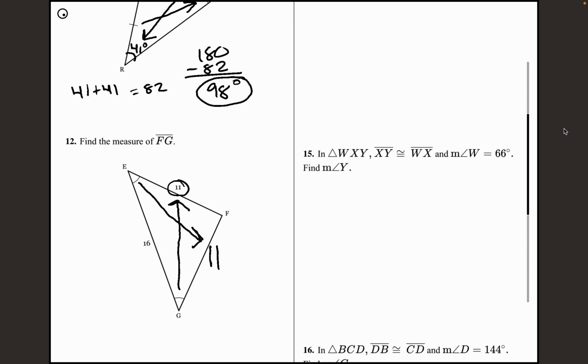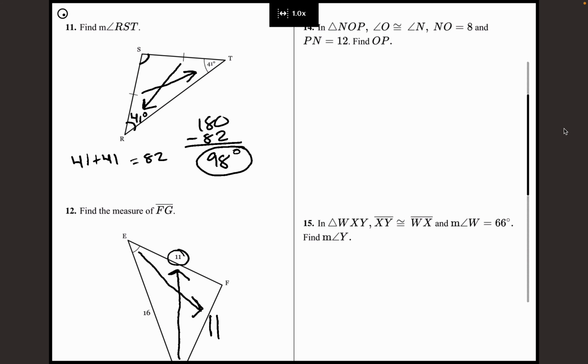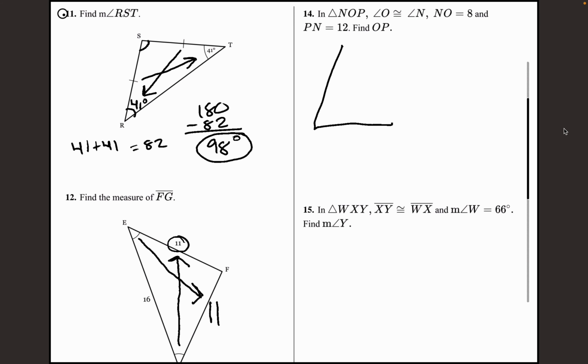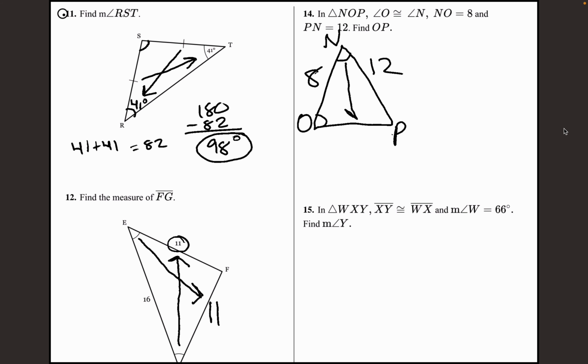All right, let's look at 14, because it has sides. Again, always draw out the triangles because that's going to help you and that's showing your work. All right, this says NOP, angle O is congruent to angle N. NO is 8, PN is 12. Okay? Now, how do I find out which two sides are congruent? I go directly opposite from those two congruent angles. So if NP is 12, what's OP? 12.